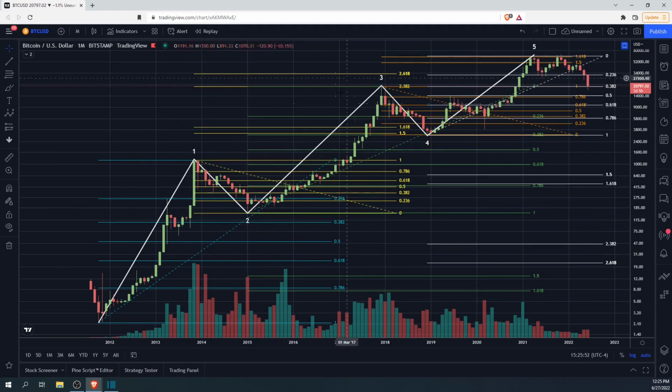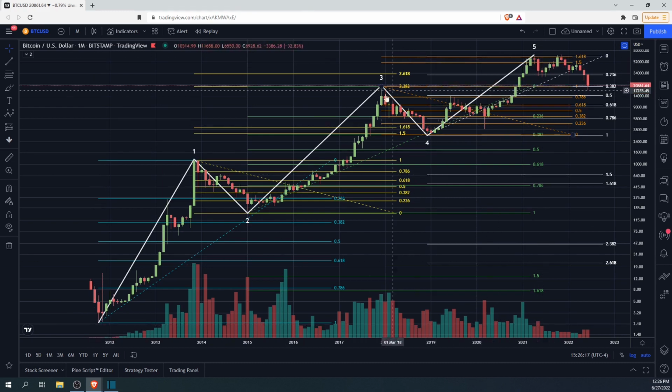And then we put in our 3, and then we retrace the 3, and that's our 4, and we're only retracing the 3. And then finally, we're going to move up to our 5. And then once we top out, we initially retrace the 5, and then we actually retrace the entire 5-wave structure after that. So what we're looking for is the potential that not only are we going to retrace the 5, but we're actually going to retrace, in this case, Bitcoin's entire life cycle.